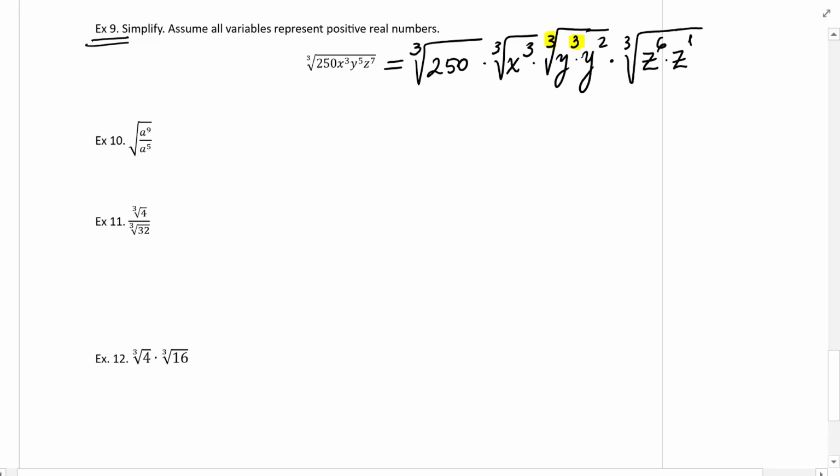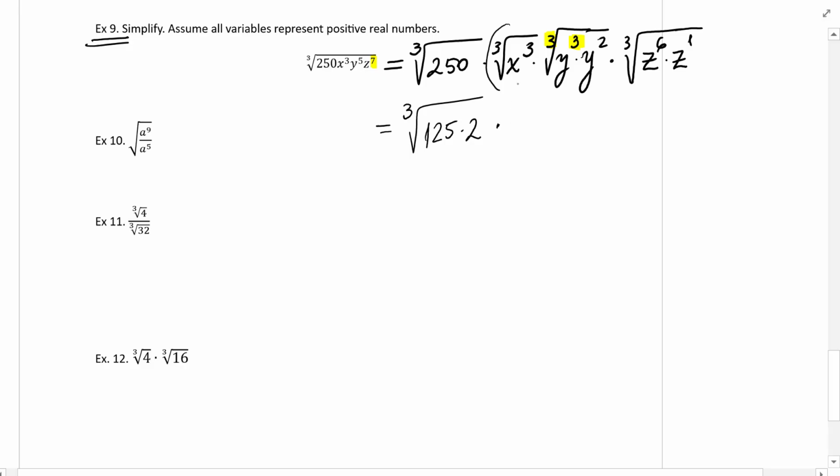z to the first, right? Because 6, it's a multiple of 3. 7 was not a multiple of 3. But I could write 7 as a multiple of 3 by 6 plus 1. Now, cube root of 250. 250 can be written 125 times 2.